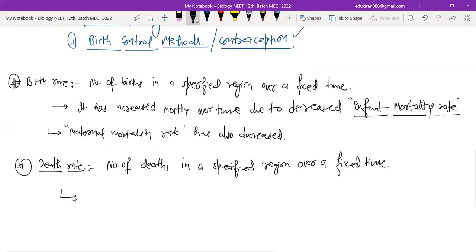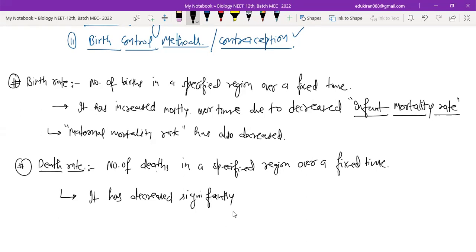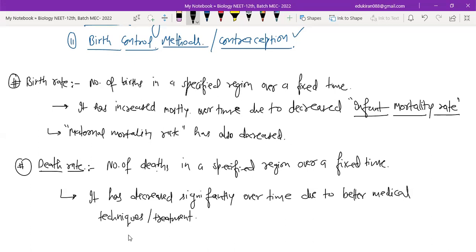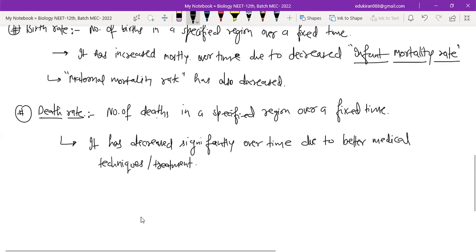And what has happened to the number of deaths? Death rate has decreased significantly over time due to better medical techniques and treatment. Clear?